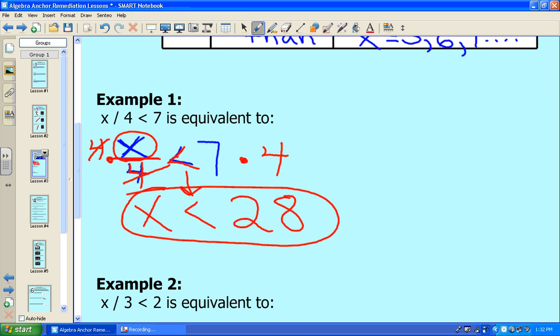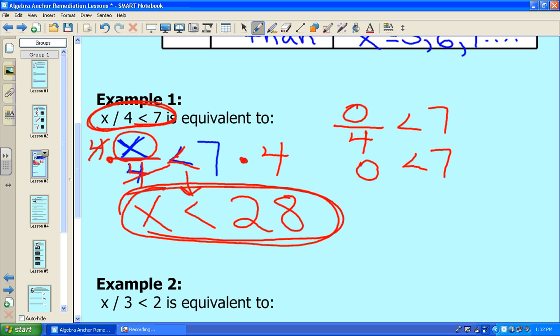So if I would plug in 0 into the original problem and did 0 divided by 4 is less than 7, that would make it a true statement. 0 divided by 4 is 0, and 0 is less than 7, okay? So there are many solutions that will make this true. It's any number that's less than 28 that will make this true. You only have to go to this part, though. You just have to tell me any number less than 28 will make it true.